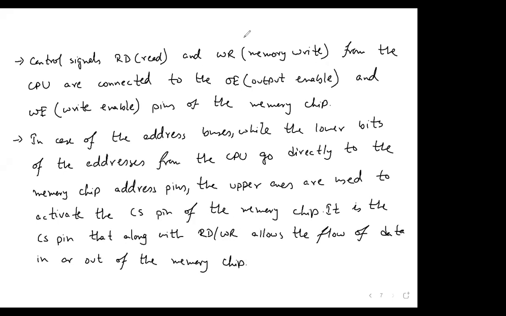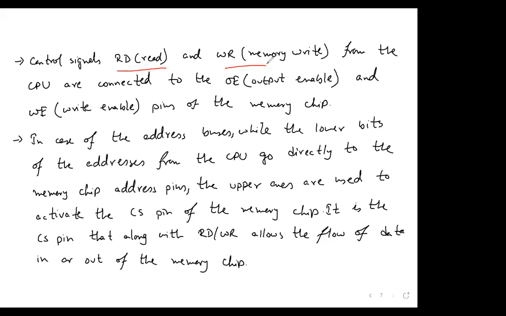Again, this is quite descriptive, but we will see the connections, don't worry. Normally we have the control signals RD and WR, that is read and write from the CPU, which are directly connected to the output enable and write enable pins of the memory chip. When we go to the chips, you will see all these things.